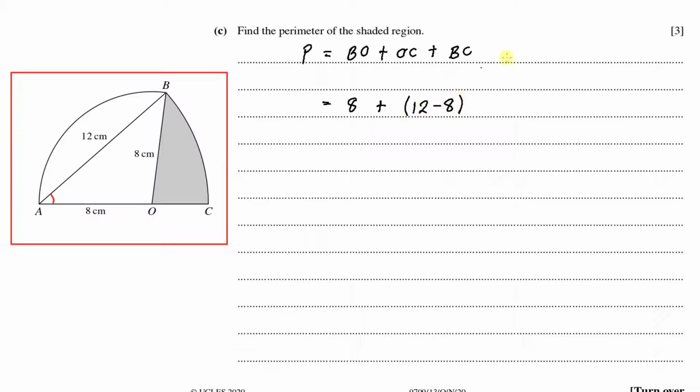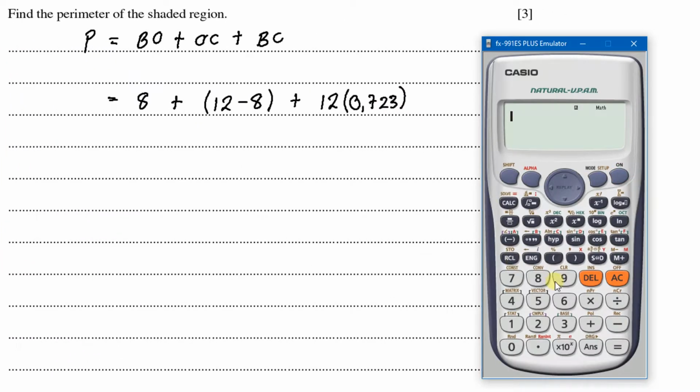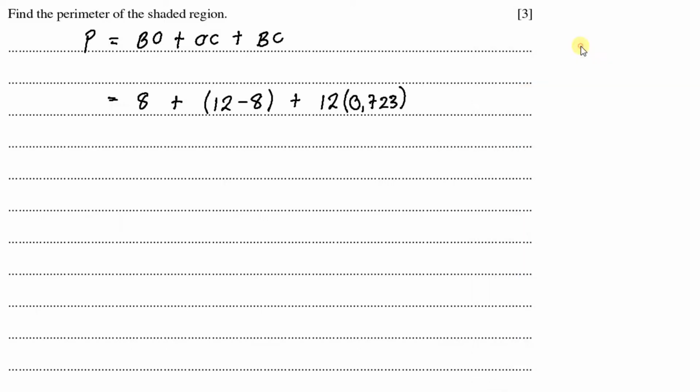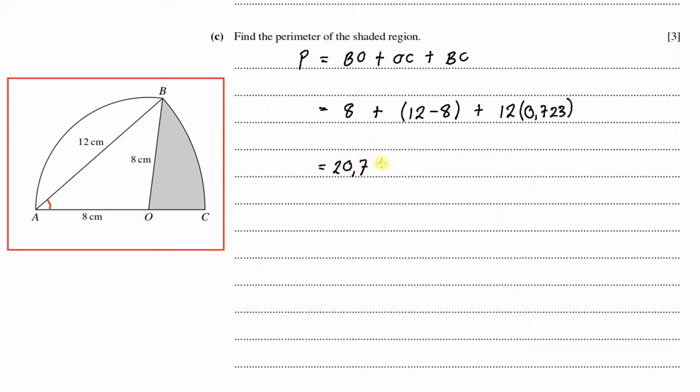So that's OC. And then for BC, that's the length of the arc of the sector ABC. And for length of arc, we'll simply say that's the radius times the angle in radians. So that's 12 times the angle 0.723. So let's type this in. So this is going to be 8 plus 12 minus 8, which is 4, then plus 12 times 0.723. And what we're going to get here to 3SF is 20.7. So we have 20.7 centimeters for our answer.